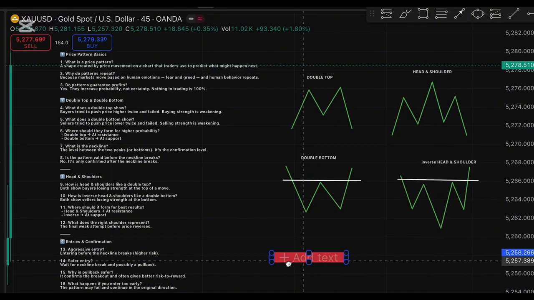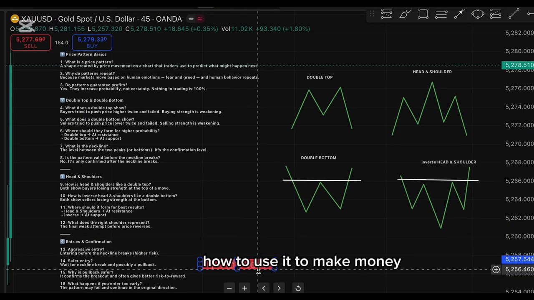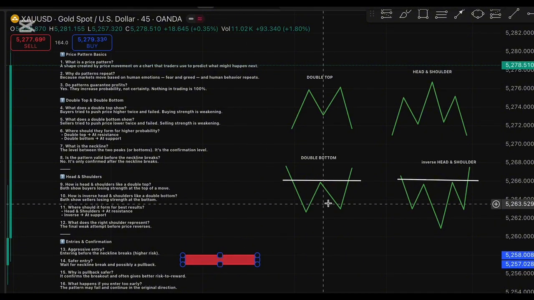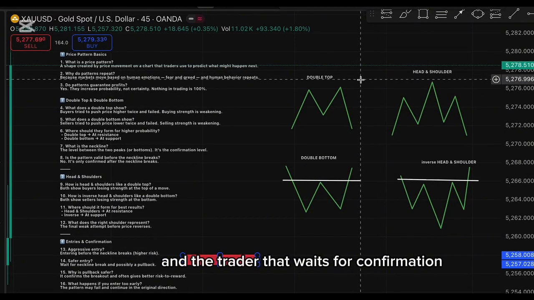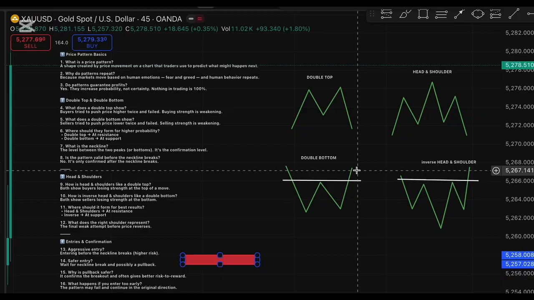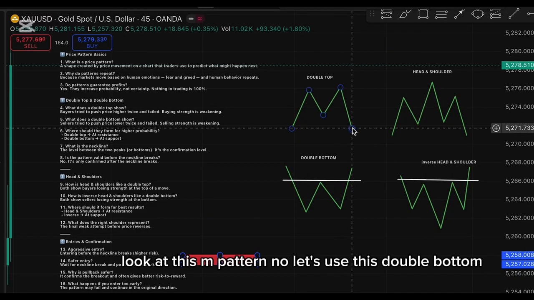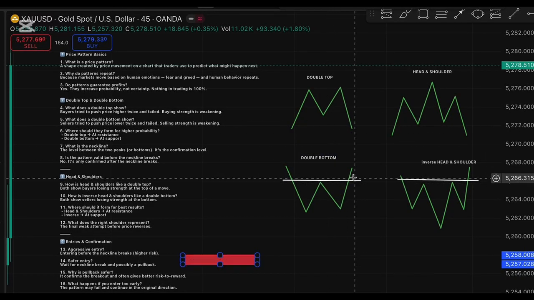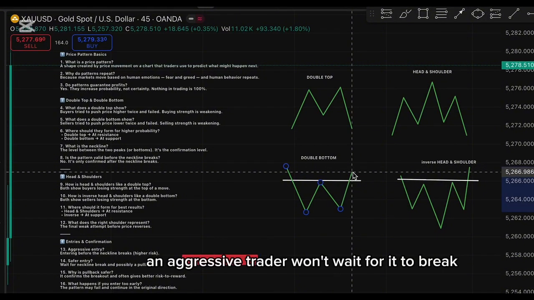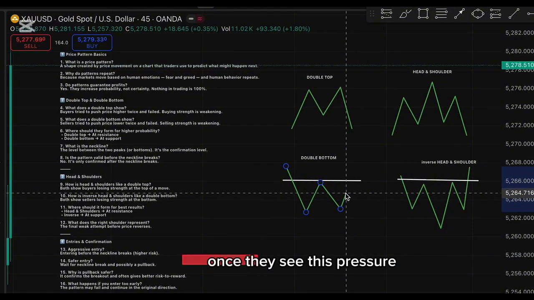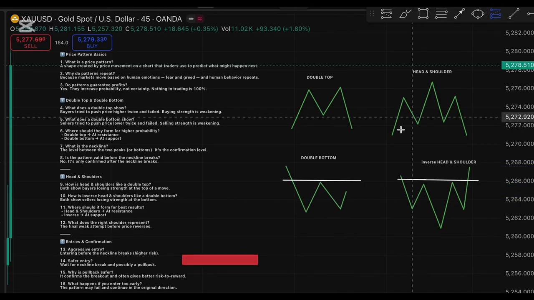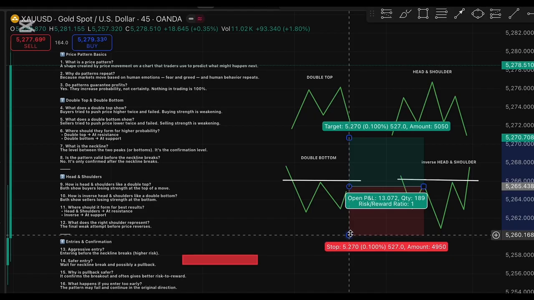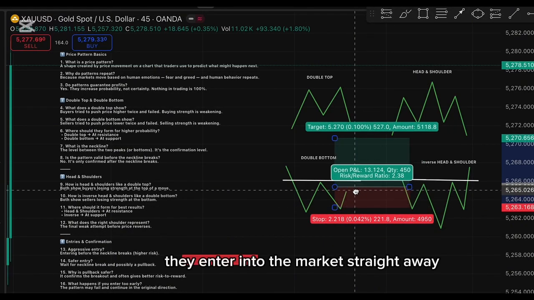Now, how to use it to make money? How to use it for entry? There are two types of traders: an aggressive trader and the trader that waits for confirmation. Look at this double bottom. An aggressive trader won't wait for it to break. Once they see this buying pressure, they enter into the market straight away.